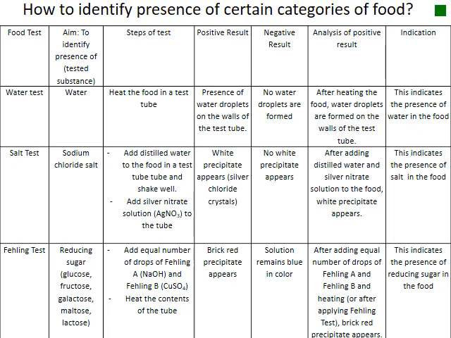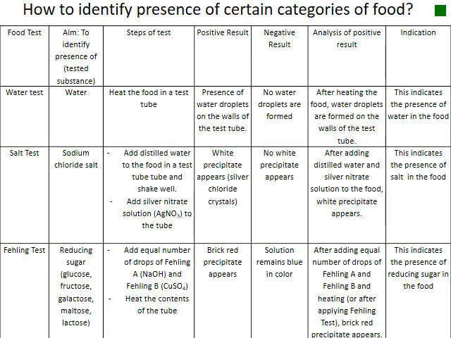Fehling test is done to identify the presence of reducing sugar: glucose, fructose, galactose, maltose, lactose. Add an equal number of drops of Fehling A and Fehling B. Heat the contents of the tube. Positive result, brick red precipitate appears. Negative, solution remains blue in color.